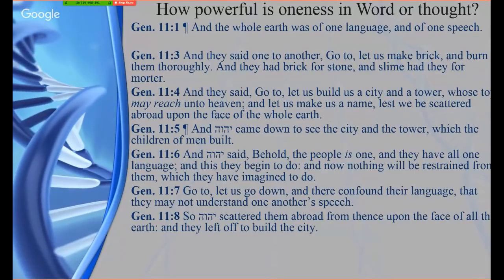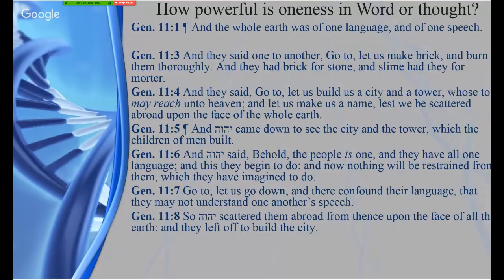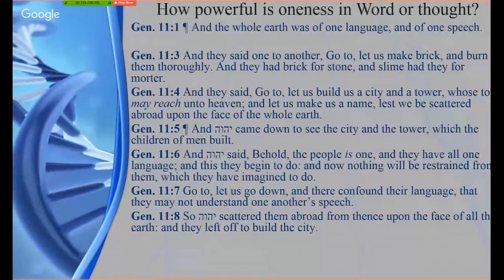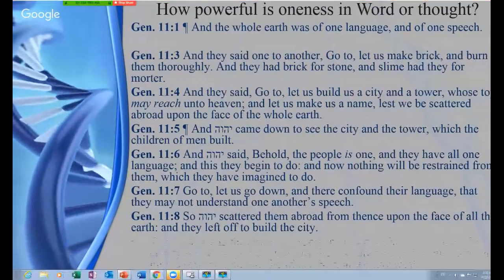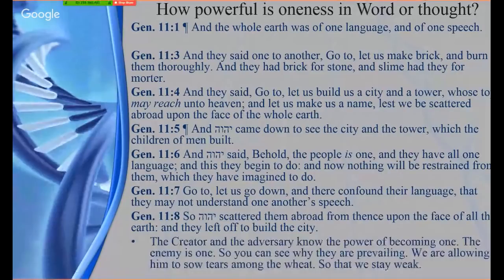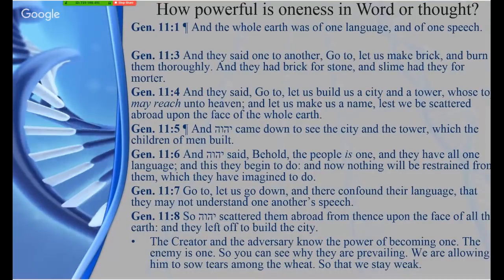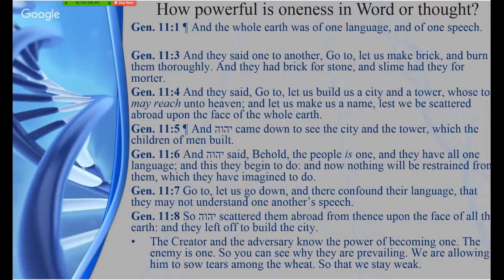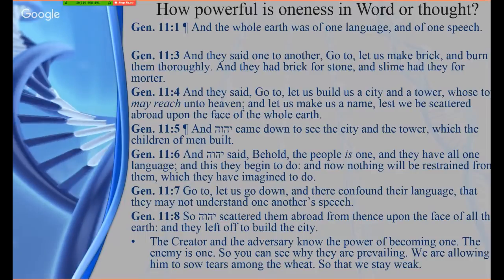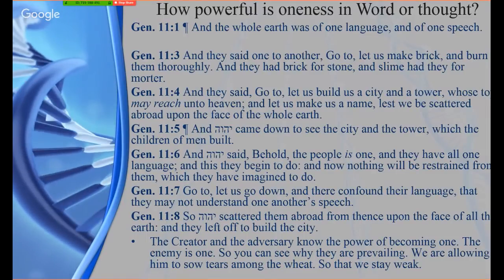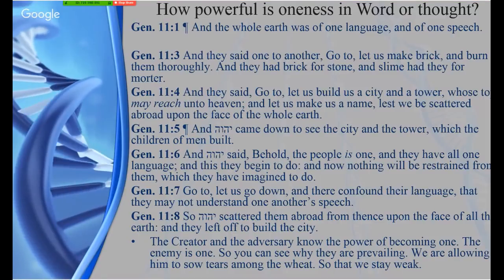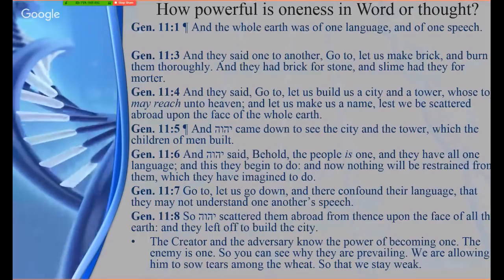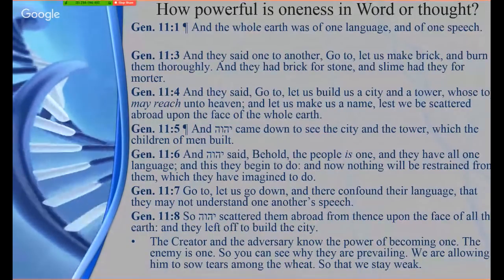So we can do that. He knows how powerful we can be, but he also sees how powerless we are when we're not doing what we're supposed to do. So he had to intervene and come down. So you see that he knows this. The creator and the adversary know the power of becoming one. The enemy is one, so you can see why they are prevailing. Why are we allowing him, meaning the adversary, to sow tares among the wheat, so that we stay weak? We're going to be weak because we are getting into our flesh. We're getting into our skin. We're not allowing the Father to work in us in unity. Is everyone with me so far?